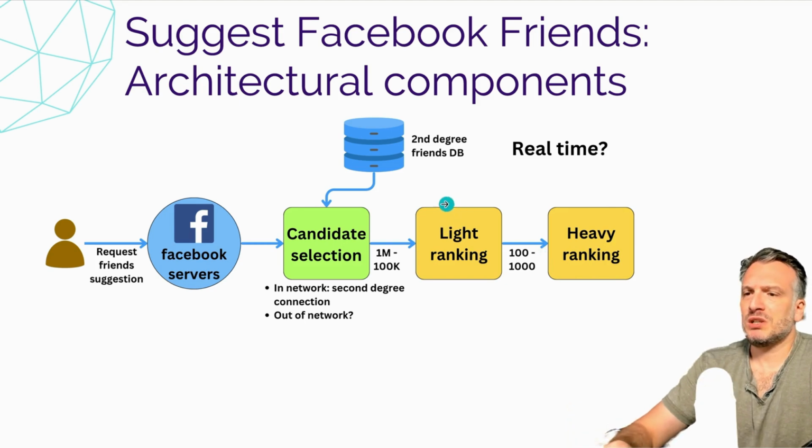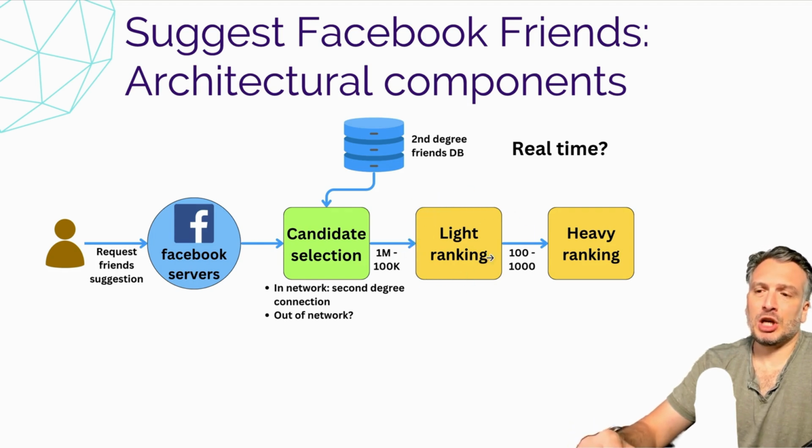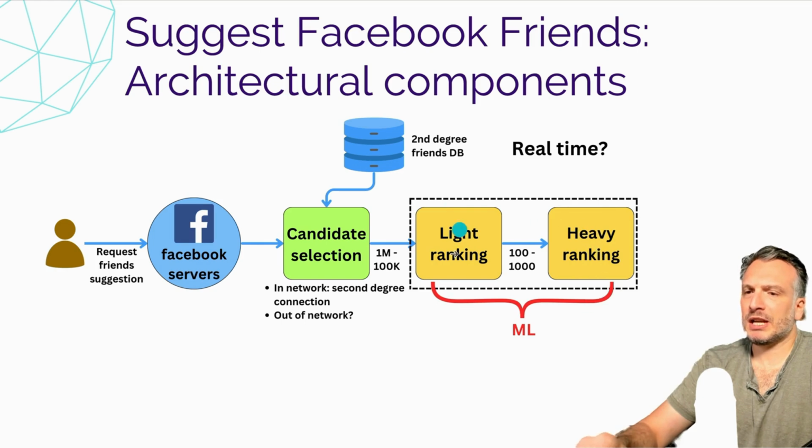So we could imagine that the light ranking stage would take about 1 million users and would select about 100 to 1,000 users. With the light ranking stage, we want to make sure to capture all the relevant users. The ranking is going to be bad, but by selecting the top users, we assume that we're going to select a lot of relevant users. And the heavy ranking stage is going to rank those users from good to bad. This is where the machine learning happens.